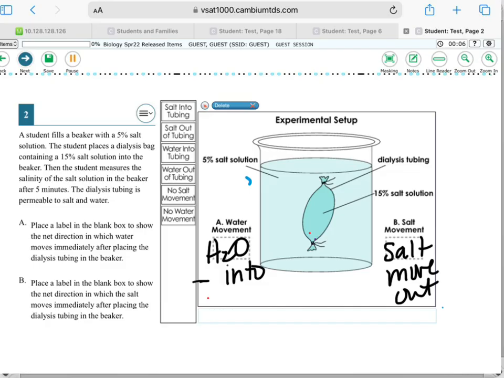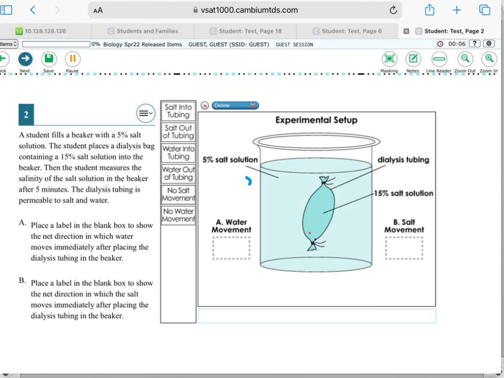Okay, I guess I forgot to erase my answers here. So again, we've got a big setup. Student fills a beaker, 5% salt solution, puts a dialysis bag with a 15% salt solution into the beaker, measures the salinity after 5 minutes. So the key is they tell you this time that the dialysis tubing is permeable to both the salt and the water. So what's going to happen?